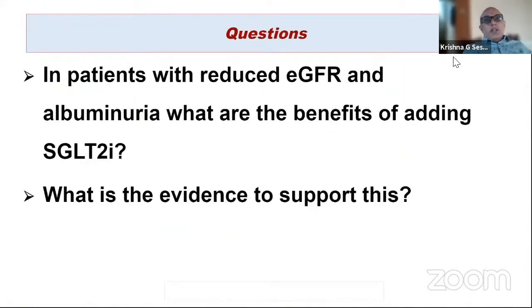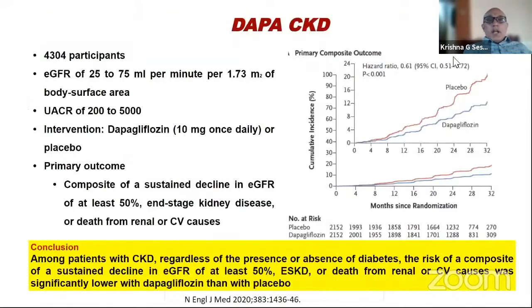So in patients with reduced EGFR and albuminuria, are there benefits of adding the SGLT2 inhibitor? Is there evidence to support it? Absolutely. And this is where the DAPA-CKD data comes in. You will notice that the hazard ratio in this particular study was 0.61 with a 95% confidence interval. And you can see again the separation of curves by around 8 weeks. It's a very, very substantial thing.